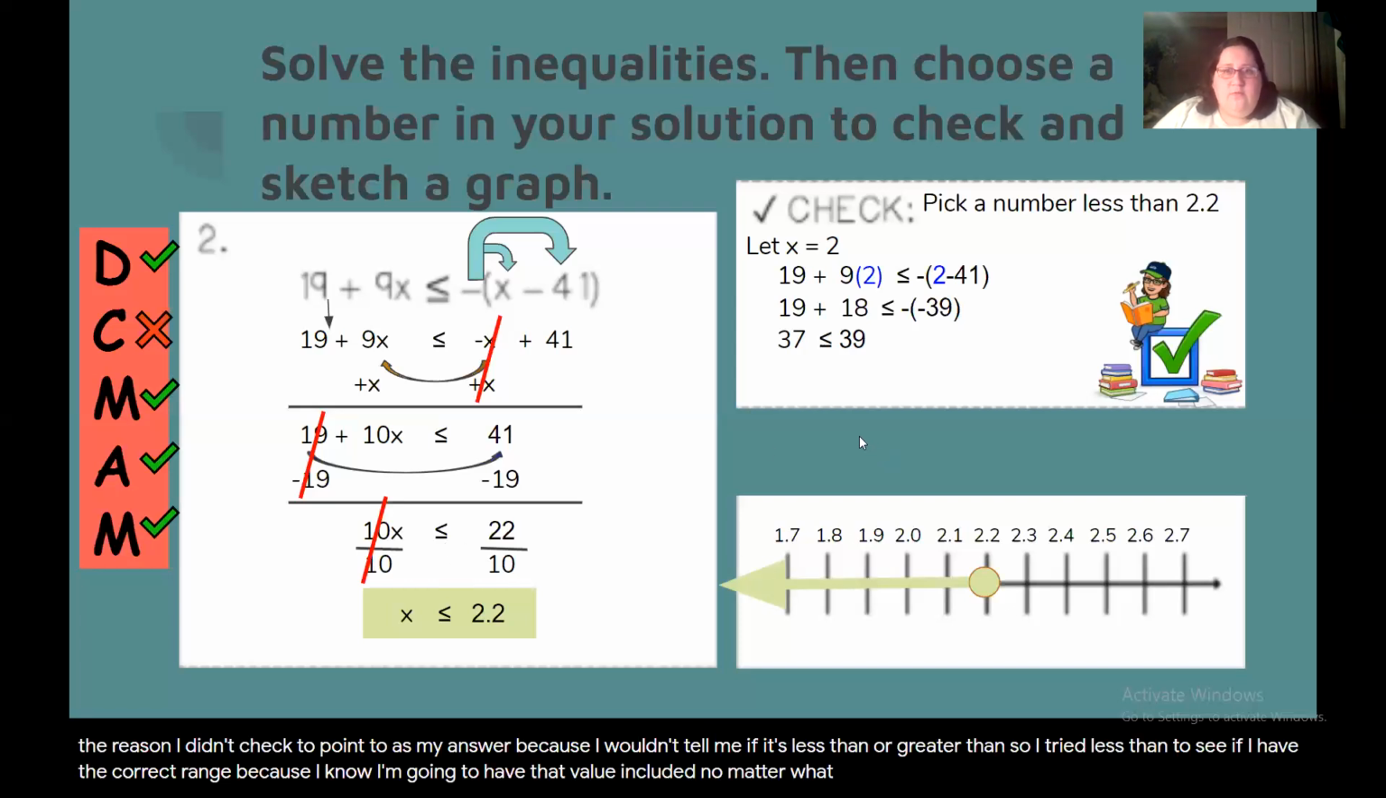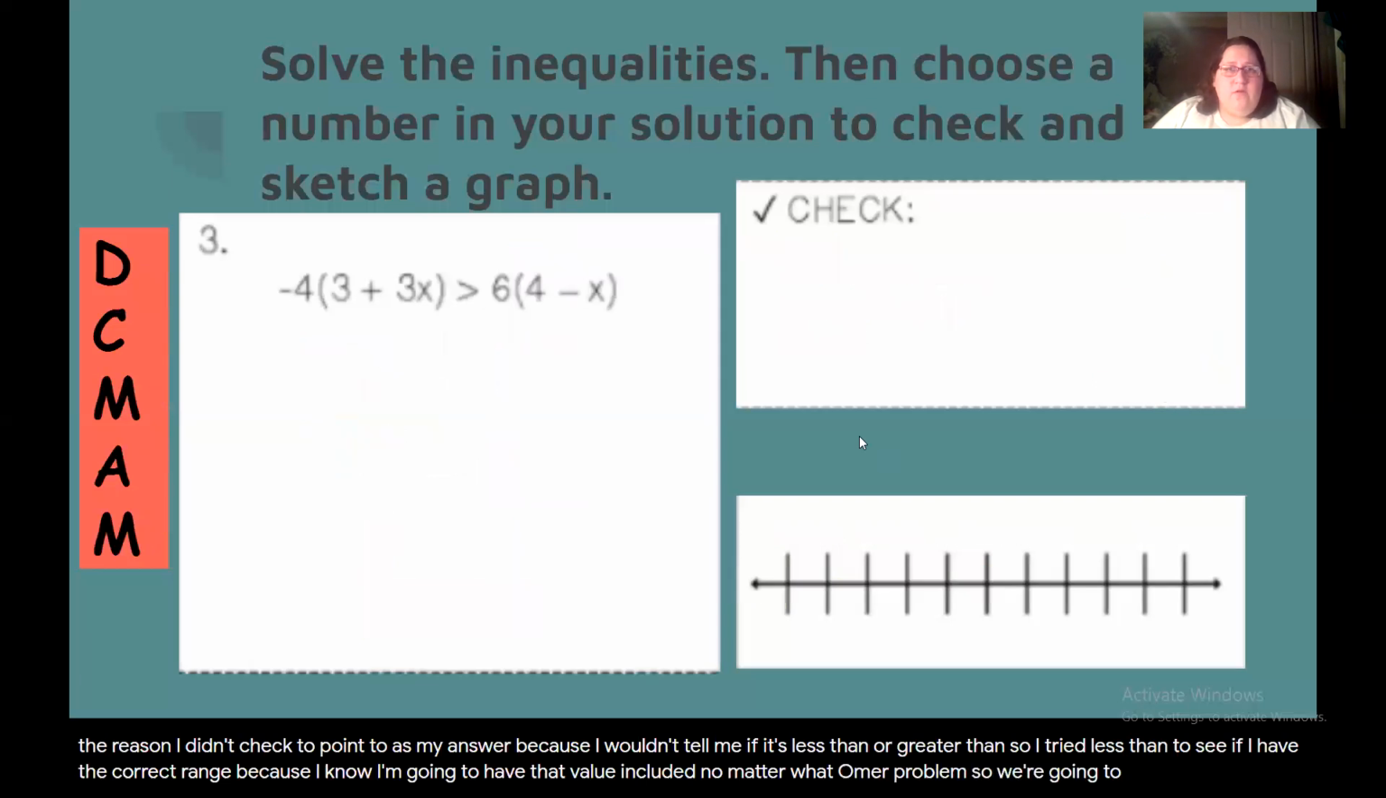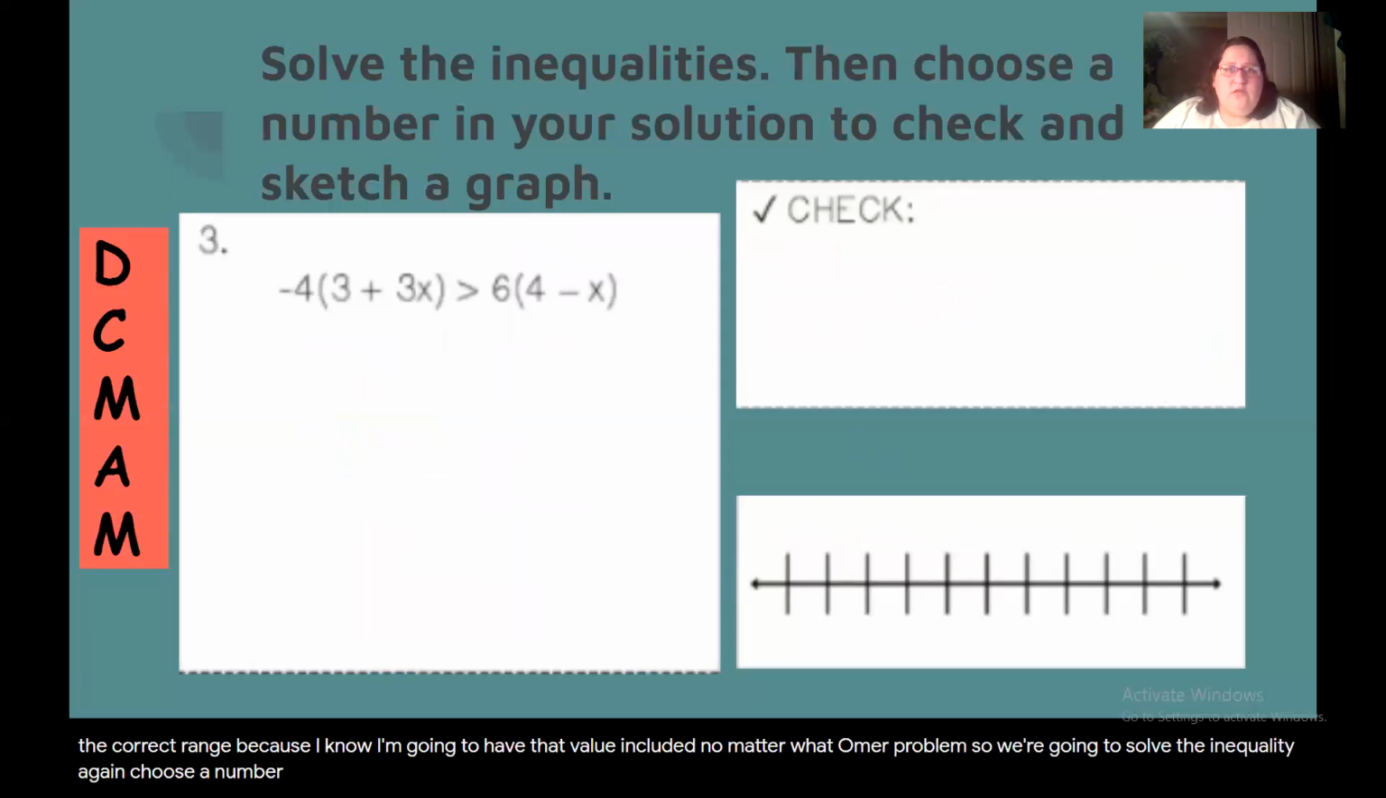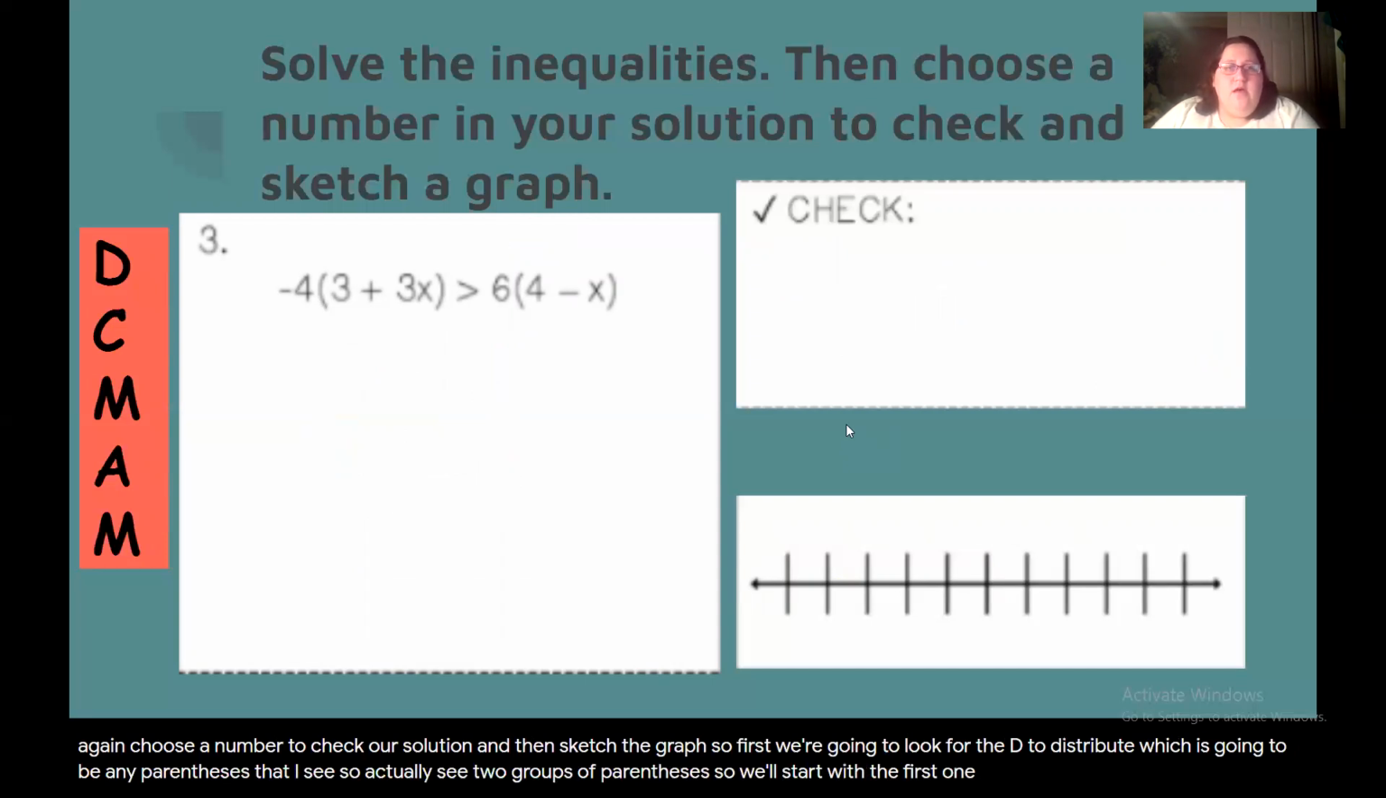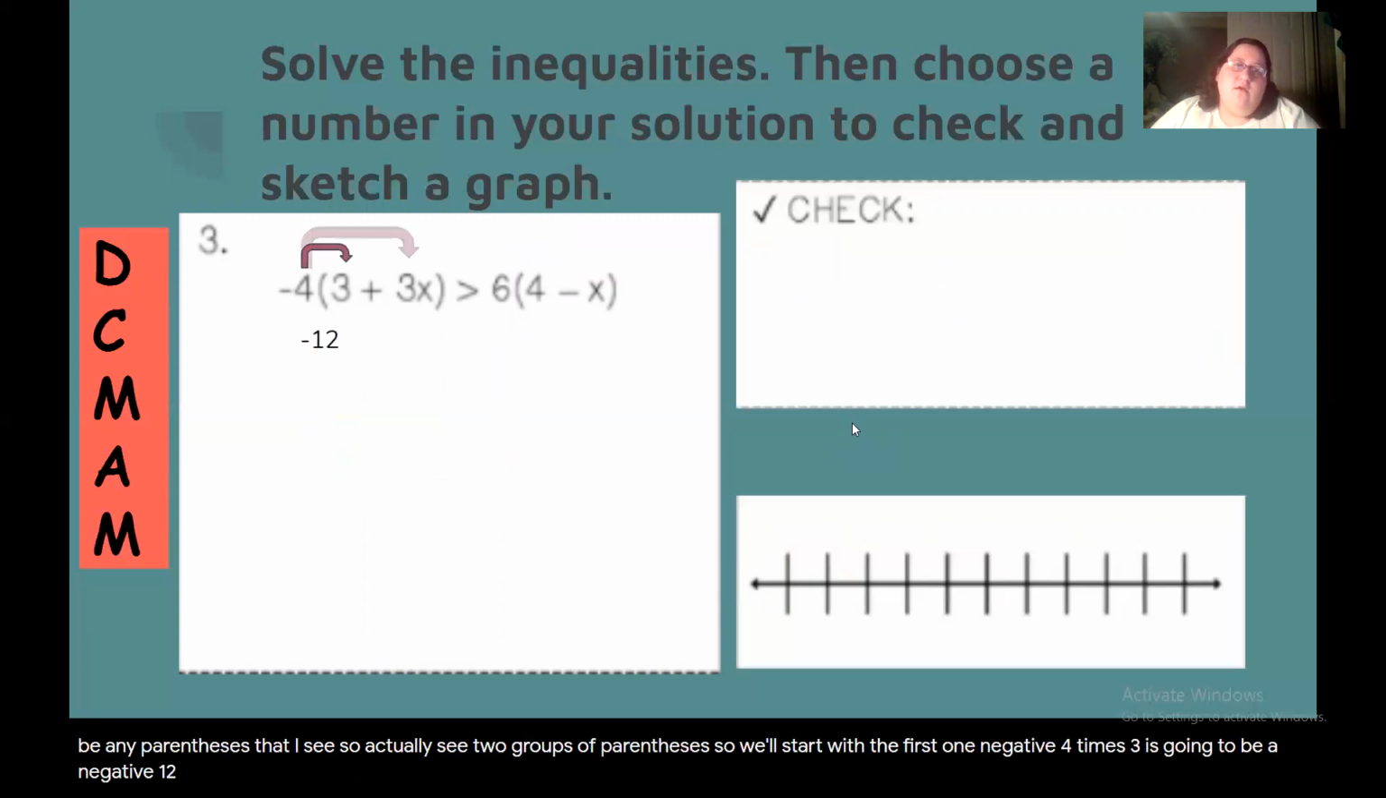Okay, so we have one more problem. So we're going to solve the inequality again, choose a number to check our solution, and then sketch the graph. So first we're going to look for the D to distribute, which is going to be any parentheses that I see. So I actually see two groups of parentheses, so we'll start with the first one. Negative 4 times 3 is going to be a negative 12. Negative 4 times 3x is going to be a negative 12x.